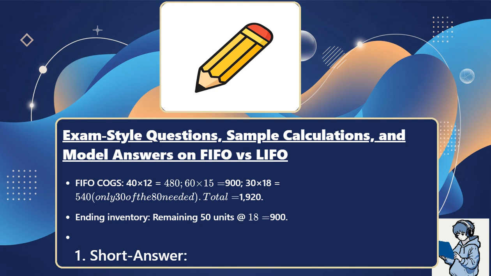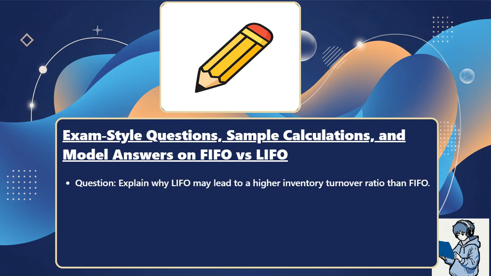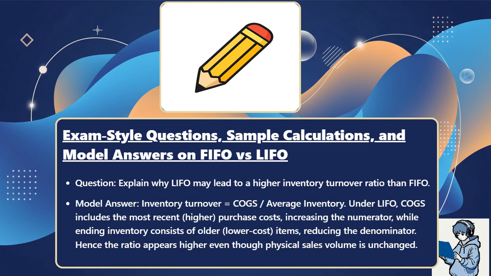Number 3. Short answer: Question: explain why LIFO may lead to a higher inventory turnover ratio than FIFO. Model answer: inventory turnover equals cost of goods sold divided by average inventory. Under LIFO, cost of goods sold includes the most recent higher purchase costs, increasing the numerator, while ending inventory consists of older lower cost items, reducing the denominator. Hence the ratio appears higher even though physical sales volume is unchanged.